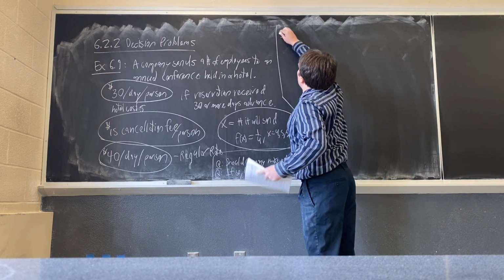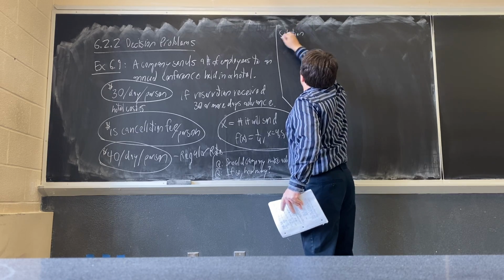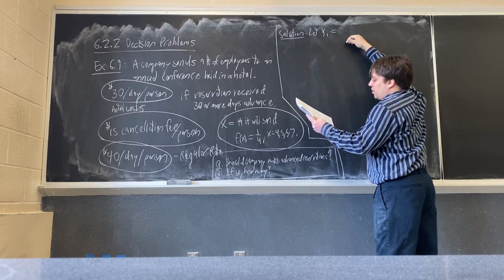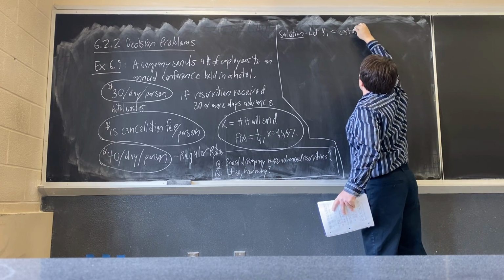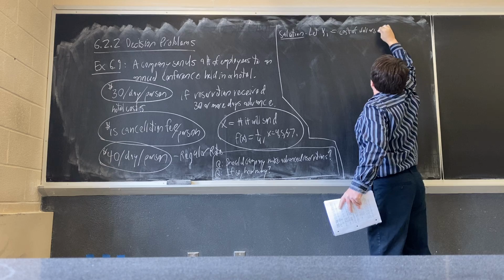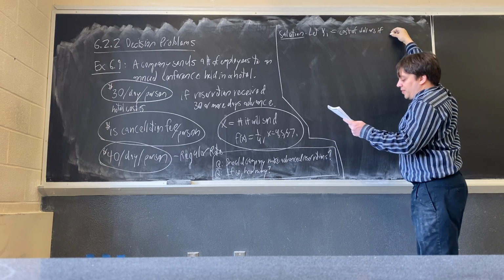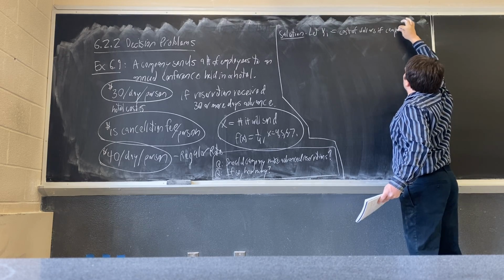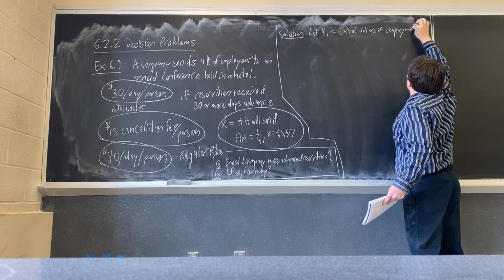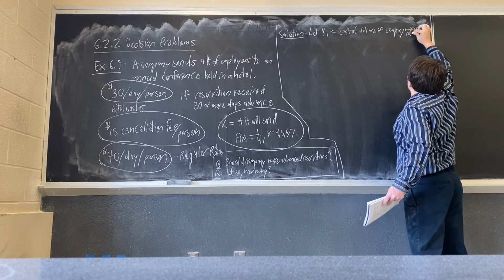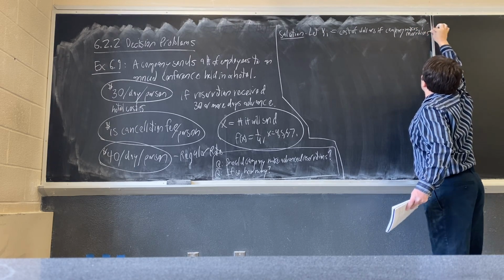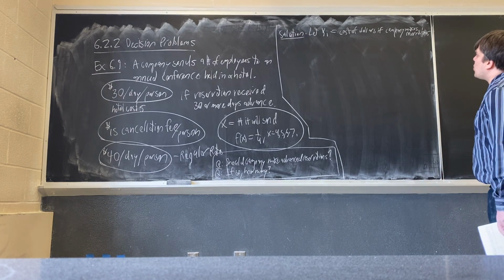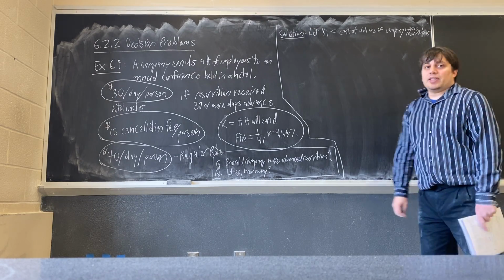So here's the solution. We're going to let y sub i equal the cost in dollars if the company makes i reservations. So y sub i is the cost in dollars if the company makes i reservations.